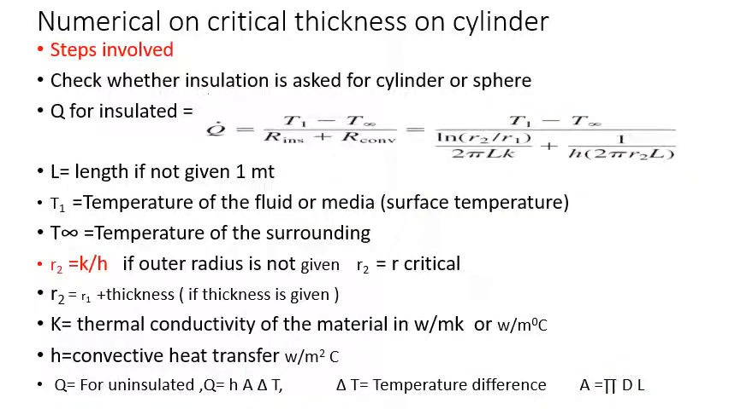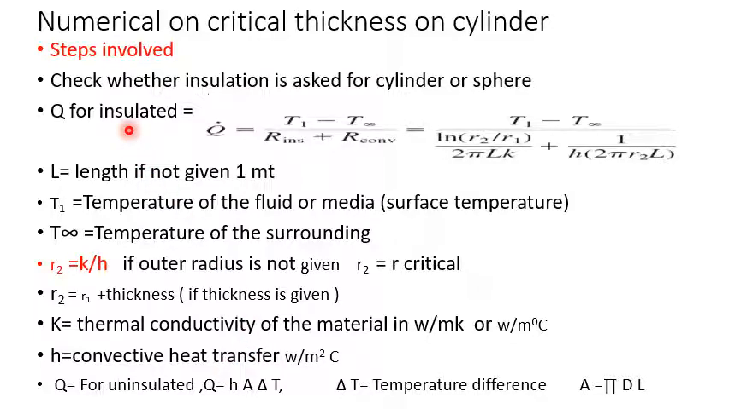Let us see what the different steps involved to solve the problem are. Whenever a problem is asked, here the insulation is asked. So two parts can be done: one without insulation, one with the insulation. Without insulation, that is called uninsulated, we can use the formula Q is equal to h into A into delta T. That is from Newton's law of cooling.